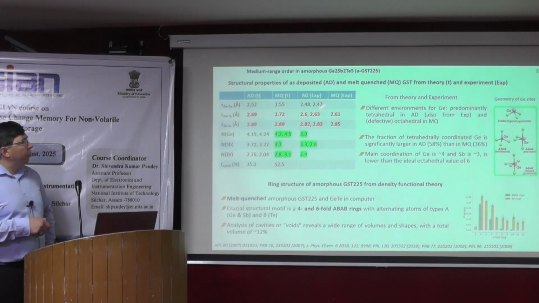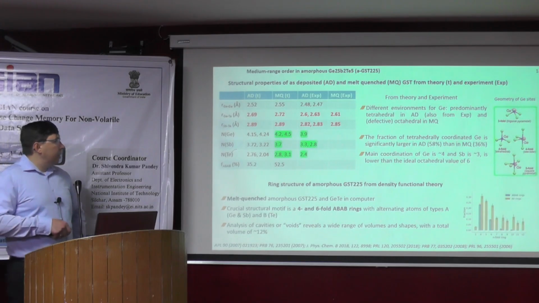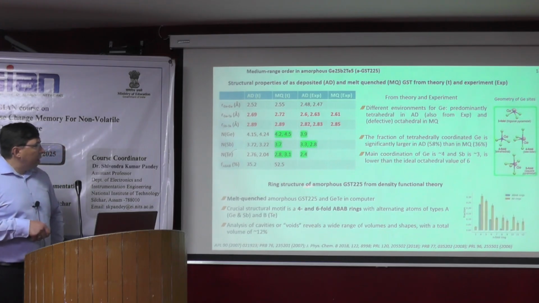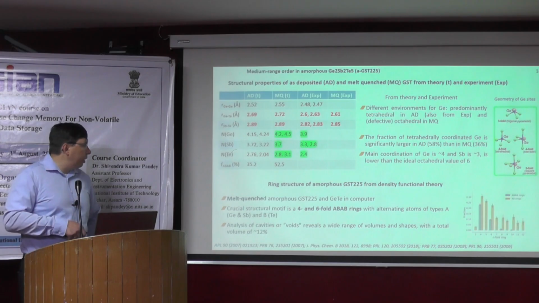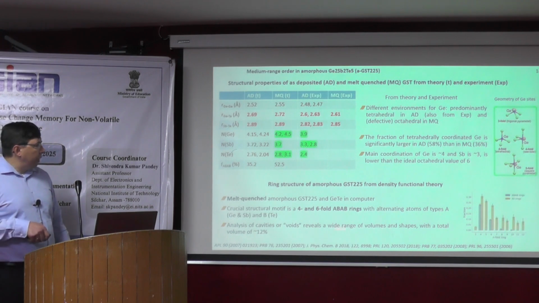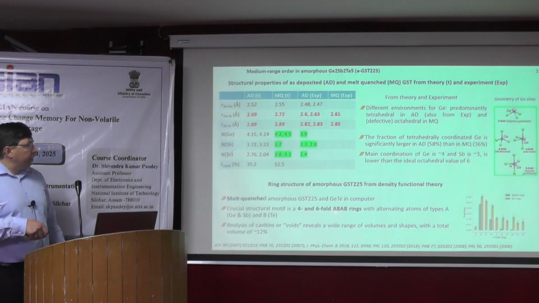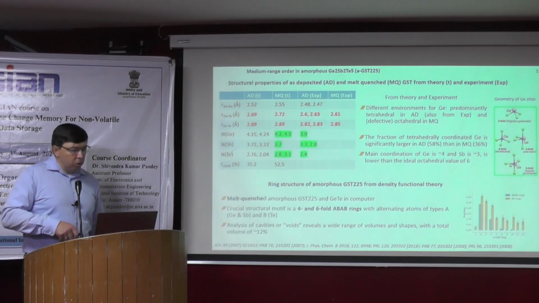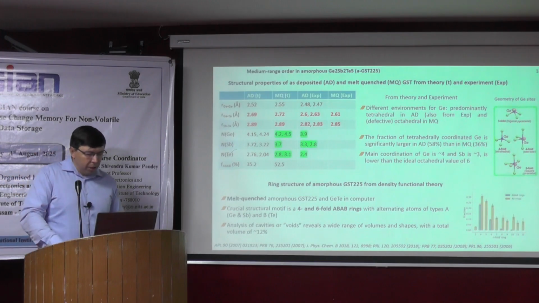So this is from the experiment, and the ring structure of amorphous GST from density functional theory we looked at before. Some recap: the crucial structural motif is 4- and 6-fold ABAB rings with alternating atoms of A and B type. A here is germanium and antimony, and B is tellurium. The simulations also show the existence of some cavities in the amorphous structure, up to 12%.